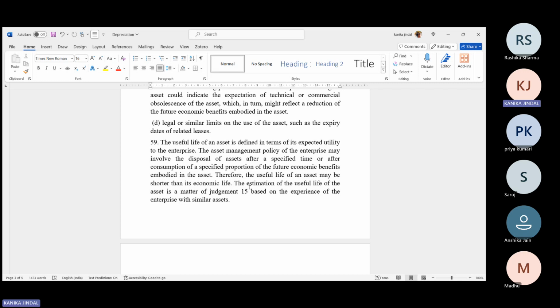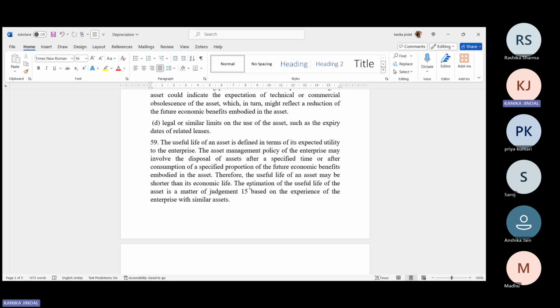Next is, the useful life of an asset is determined in terms of its expected utility to the enterprise. तो जब हम expected life calculate कर रहे हैं तो हम ये देख रहे हैं कि what is the expected utility of that asset to the enterprise. उस terms में we are deciding the useful life of an asset.